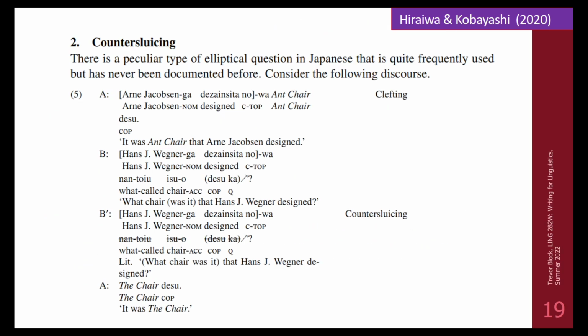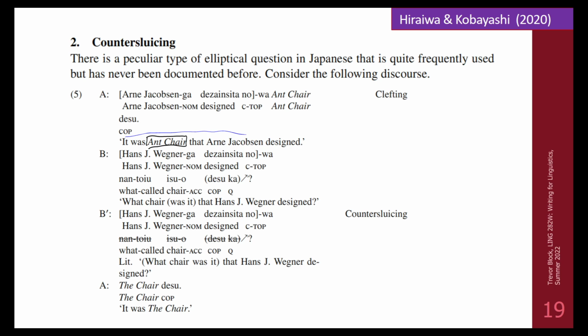Okay, here is a paper by Hiroiwa and Kobayashi on countersluicing. Countersluicing is a little bit different. They have some conversations with clefting and countersluicing. So they can say, "It was the Ant chair that Arne Jacobsen designed." And then you could ask, "What chair was it that Hans J. Wagner designed?" Now, you don't have to say that necessarily because you're already in this clefting structure: "It was blank that someone designed." So in Japanese, you can countersluice.